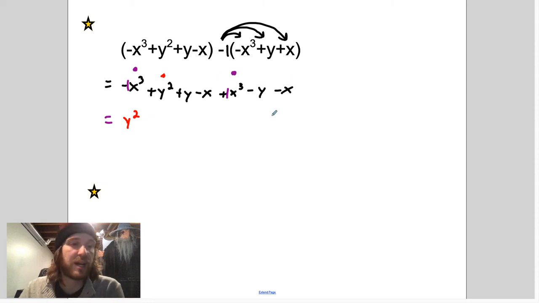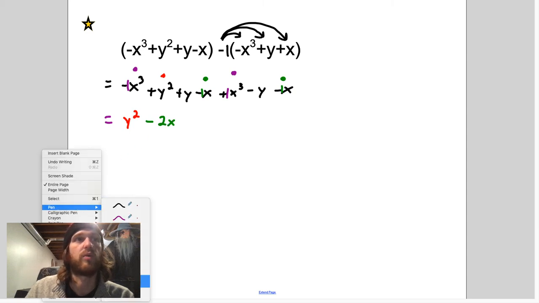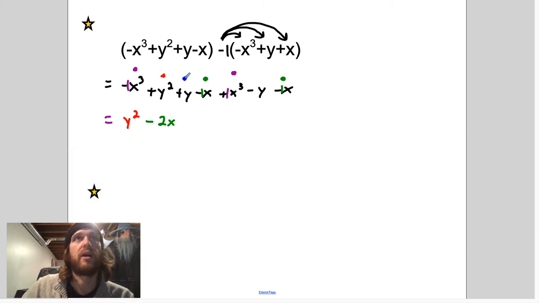So we have to do them in alphabetical order, or we should. So we'll do the x's first. Negative 1x and negative 1x are going to add up to negative 2x. And then we can switch to the y's. Y plus negative y is 0, so that means we're done. It's in descending degree, and we've combined all like terms.